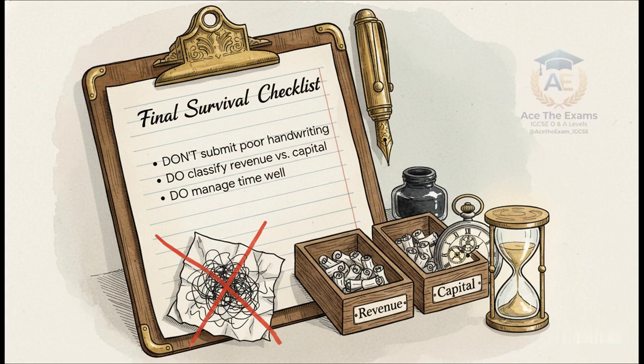Misclassifying these, it completely breaks the accounting equation. And finally, do manage your time according to the question's weightage. Please don't spend 20 minutes agonizing over a simple 2-mark calculation while rushing through an 8-mark AO3 evaluation. It's just not worth it.